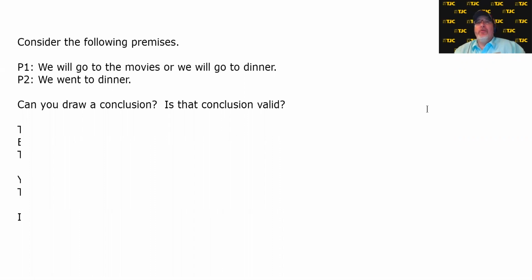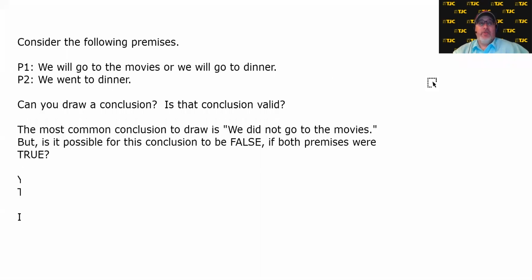I said we will go to the movies or we will go to dinner. And then later it's found out that we went to dinner. So can you conclude anything about the movies? Well, the most common conclusion to draw is we did not go to the movies. But is it possible for the conclusion to be false if both premises were true? If so, this is an invalid argument form.